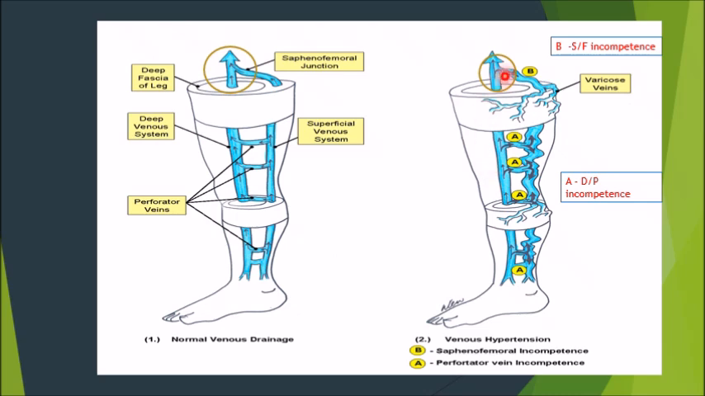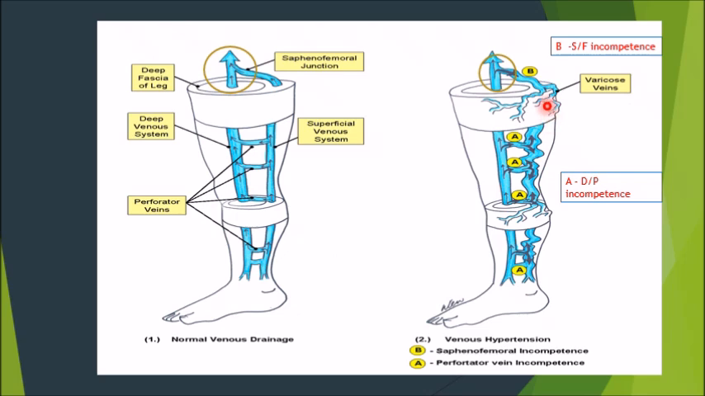Here it shows you the saphenofemoral junction. In this patient, the long saphenous vein drains the blood into the femoral vein. Then you have the deep perforators. The A here is the deep perforators, which are also incompetent. In saphenofemoral incompetence, there's blood flow backwards from the femoral vein into the saphenous vein, and in the leg, from the deep veins of the leg into the long saphenous and short saphenous veins.